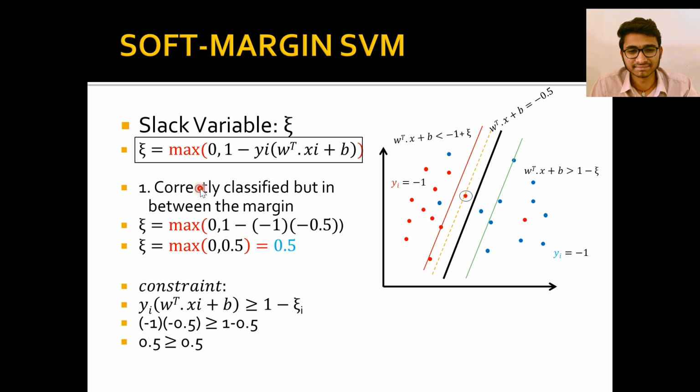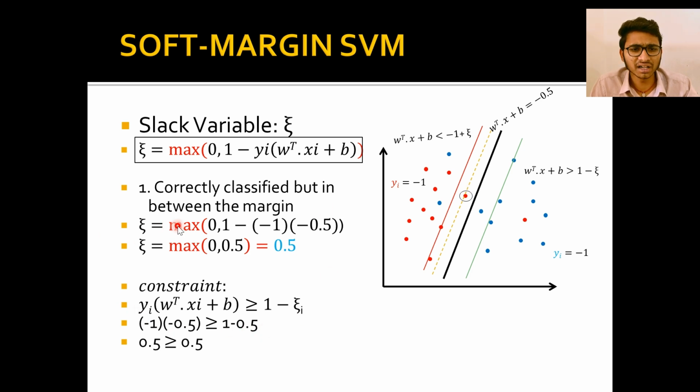Now let's see whether it is correctly classified. This point is correctly classified, right? This is your margin, and all the points to the left of this are negative points, the negative class, and this is also negative. Yes, correctly classified, but it is present inside the margin, right? But the constraint should be satisfied. Now the constraint is modified like this. Let's see whether this modified constraint will be softened for this point or not.